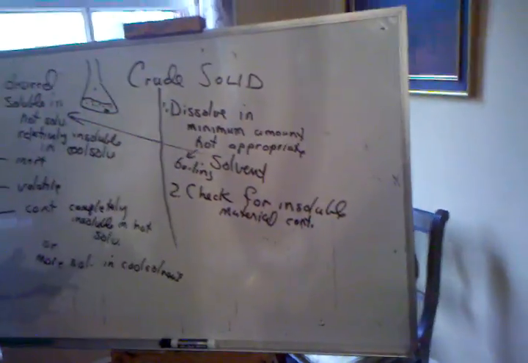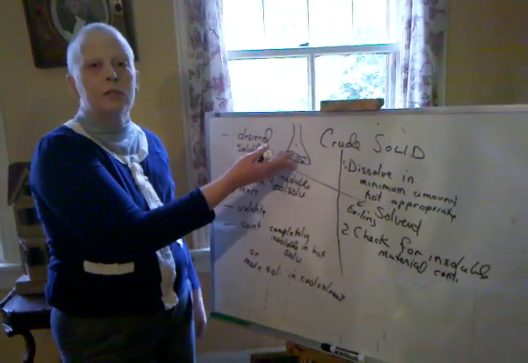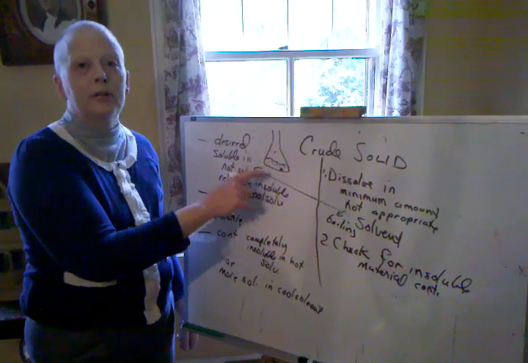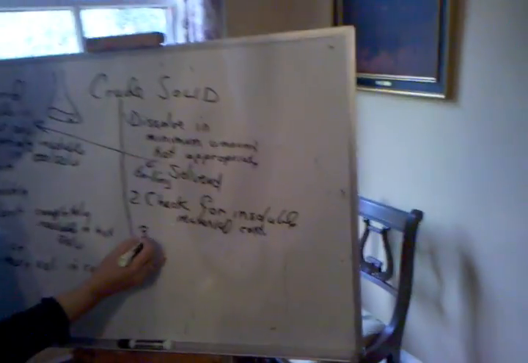What would you do at this juncture if this were the case? Well, this gives you the opportunity to separate some of the contaminants. What you would do here is a hot gravity filtration.